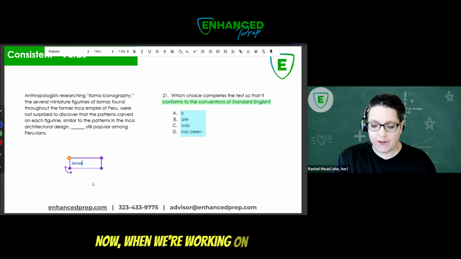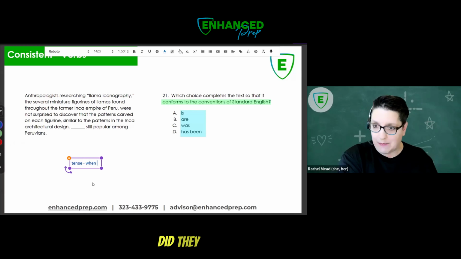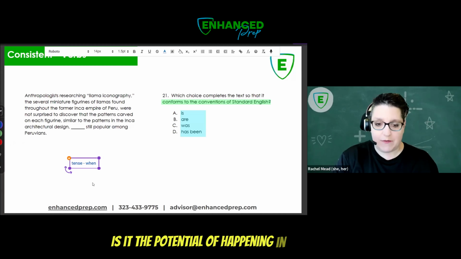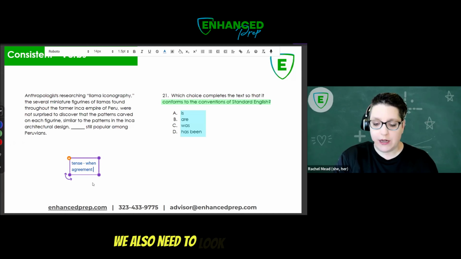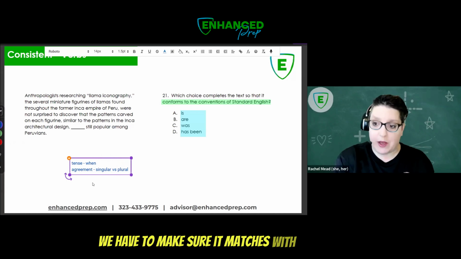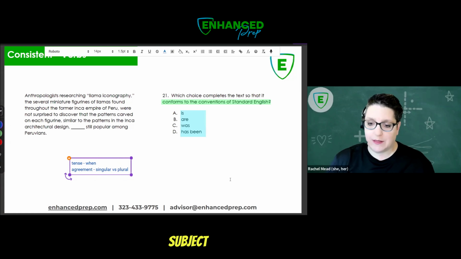Now, when we're working on verbs, remember that we need to work on tense, and tense is all about when things took place. Did they happen previously? Are they happening right now? Is it the potential of happening in the future? We also need to look at agreement, which is taking a look at our singular versus our plural. We have to make sure it matches with other verbs in the sentence. We also have to make sure it matches with our subject in the sentence.